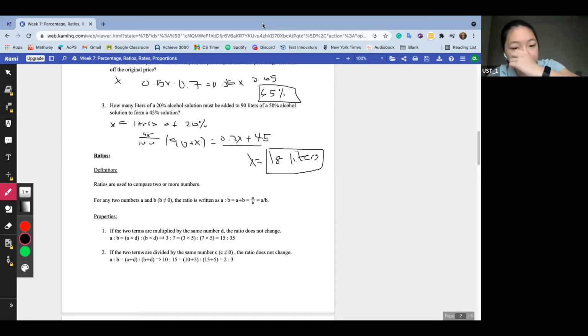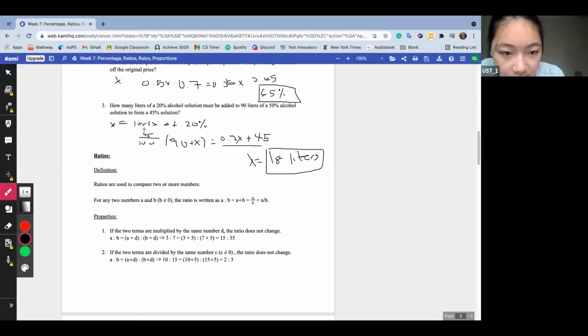Okay, so first we have to write this equation. First we have this part here: 90 plus x. 90 plus x is the total amount of solution, where x is the number of liters of the 20%. And then you want to find how much of it is alcohol, which is going to be on the right side. So 45% of all of it is going to be the amount of alcohol in it.